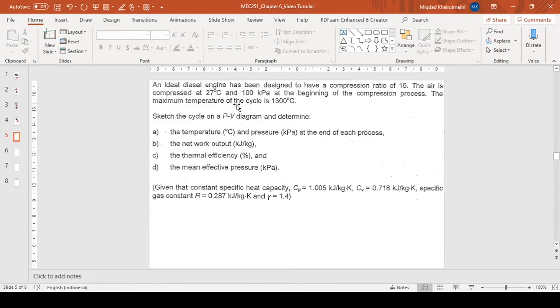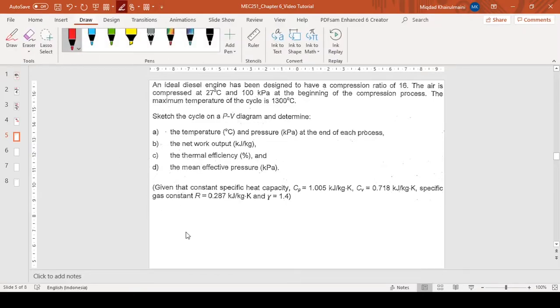In this video tutorial, we will look at one question from chapter 6 involving the diesel cycle. So in this question, we have a diesel engine which has been designed to have a compression ratio of 16. So RV here is 16.